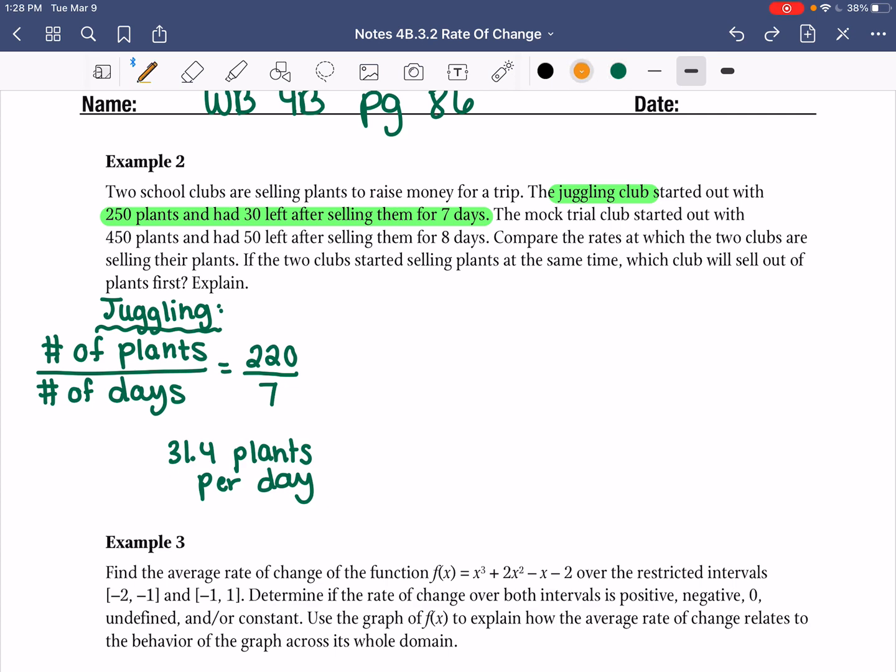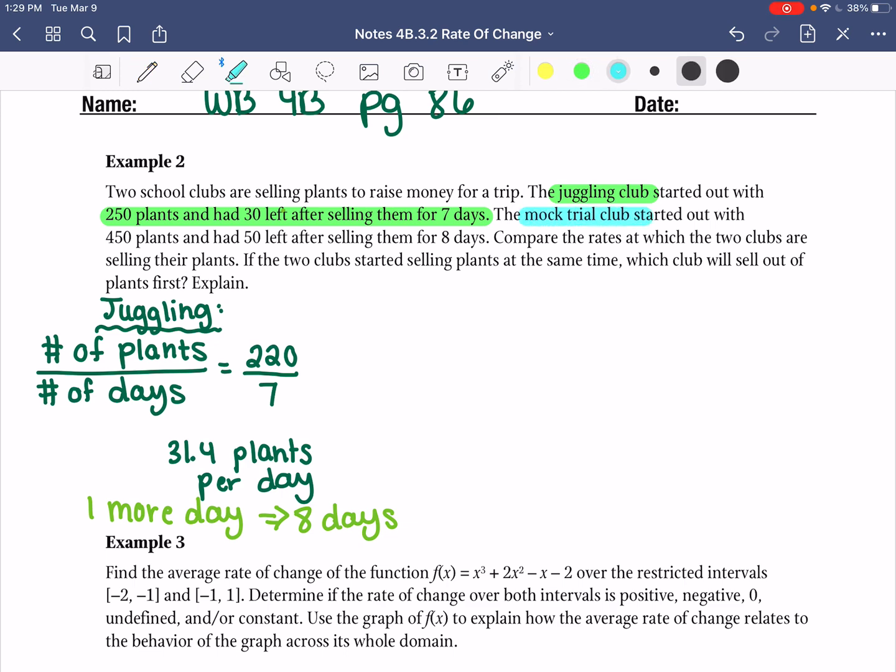So if they have sold 31.4 per day, they have 30 left, then it should take them 1 more day. So it says, like, when will the club sell out? They need 1 more day, which means that's going to be 8 days total, right? All right, then let's look at the other side, the other team.